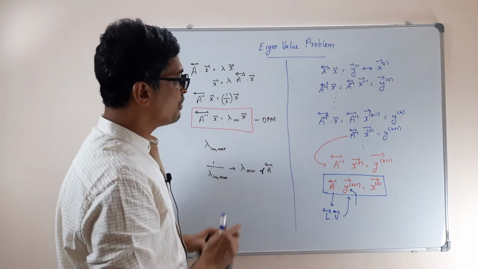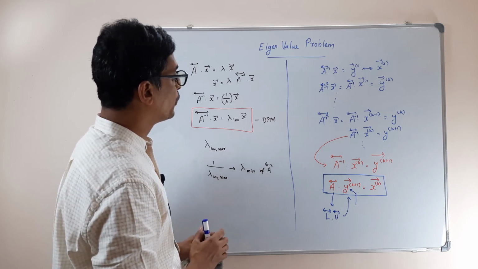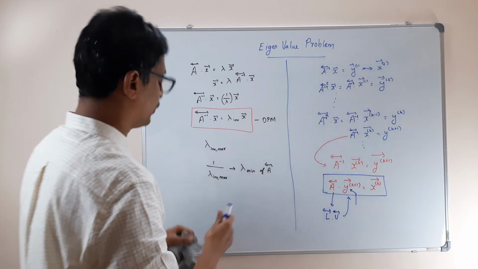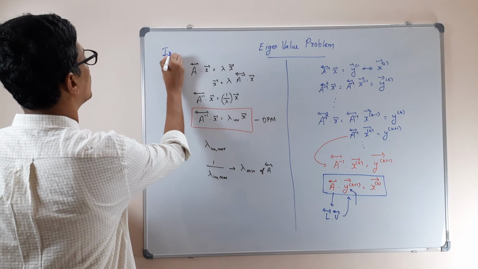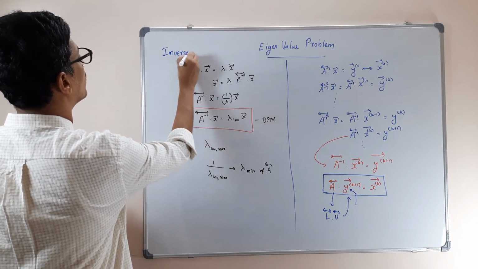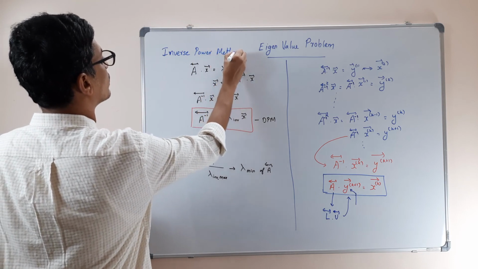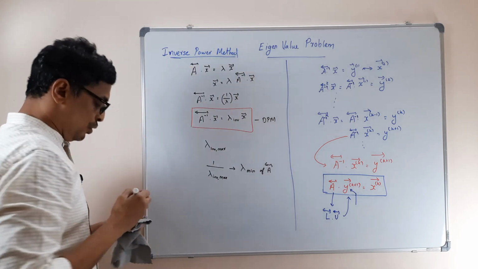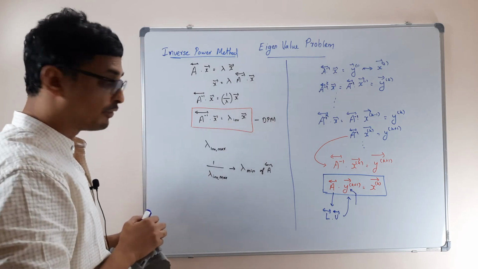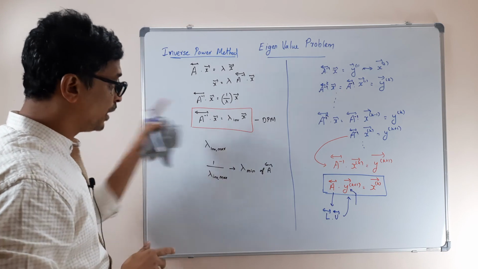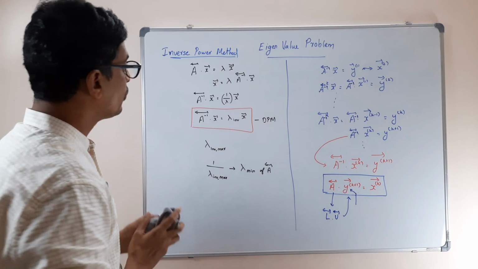This way we can find the minimum magnitude eigenvalue and the corresponding eigenvector. So this method is called the inverse power method. By the direct power method, we get the maximum magnitude eigenvalue and the corresponding eigenvector, and by the inverse power method, we get the minimum magnitude eigenvalue and the corresponding eigenvector. Fine.